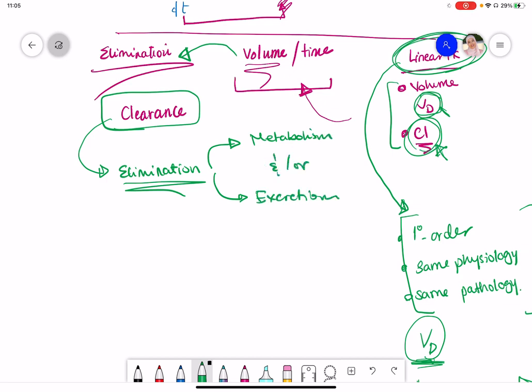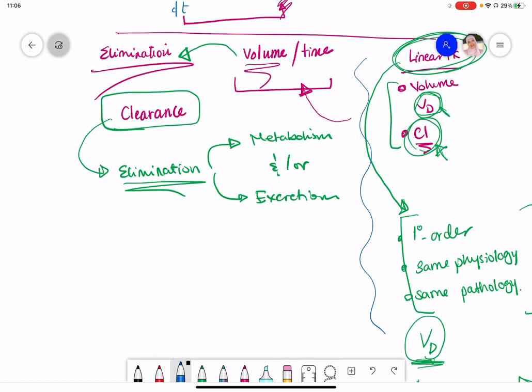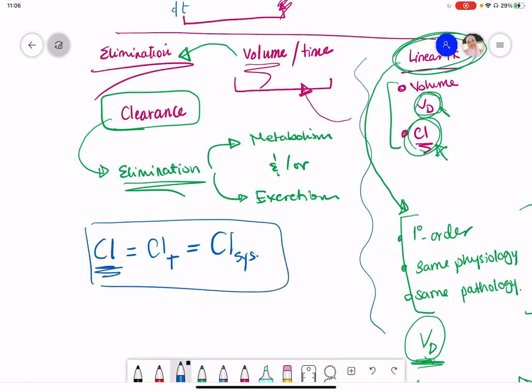It's elimination, so it could be related to metabolism or excretion, or metabolism and excretion. So it's a measurement or description of the elimination of the drug from the body, regardless of the mechanism of the process that is happening in this elimination. We usually use CL as the symbol for clearance, or total clearance, or systemic clearance.